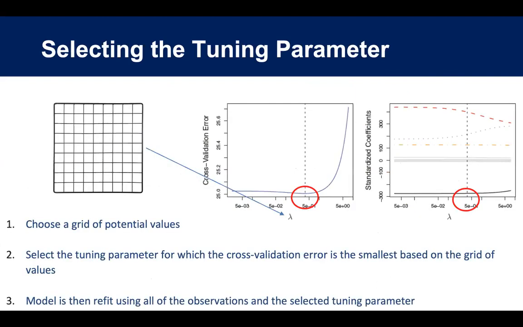So how do we select this tuning parameter? Well, typically what we'll do is choose a grid of values and select the parameter that gives us the lowest cross-validation error. Then we can refit the model using that value for lambda based on the lowest cross-validation error.